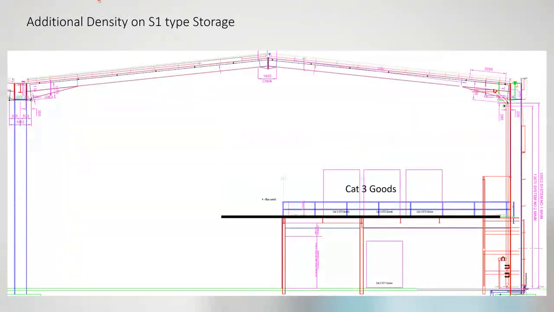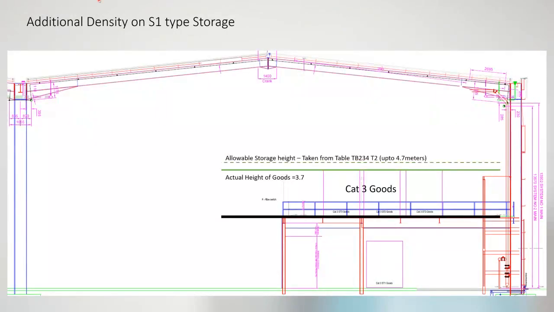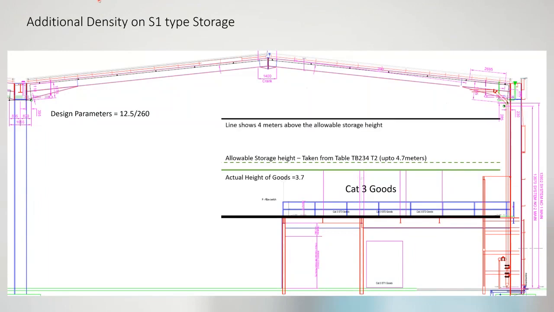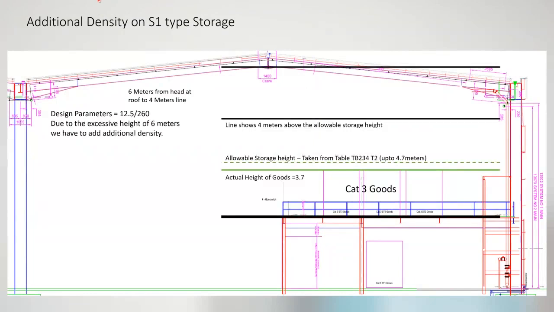Okay. Well, let's run through this again. Actual storage height is 3.7. Allowable storage height is 4.7, we're saying. Okay. We're getting 12.5 over 260 at that point. That's my density. We're 4 metres above here, which means we're 6 metres difference between the top, the maximum of 4 metres to the sprinkler heads. Okay. So due to excess height of 6 metres, we have to add density.